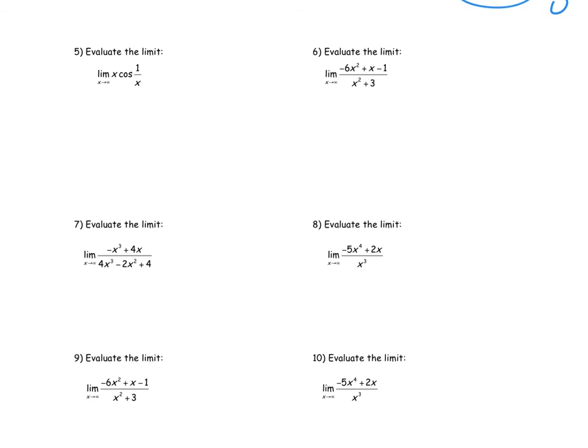Now I'm dealing with cosine in here. So let's see what we've got. Well, I have the limit as x approaches infinity of the cosine of 1 over infinity. So now remember, 1 over infinity is 0. So I'm taking the limit as x approaches infinity of x times the cosine of 0, because remember, 1 over infinity is 0.